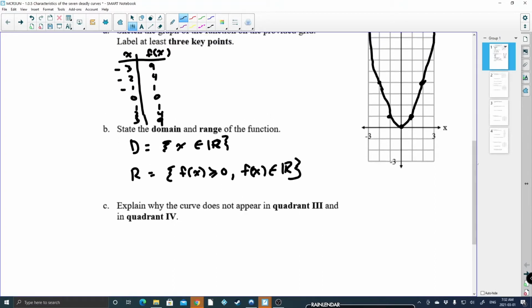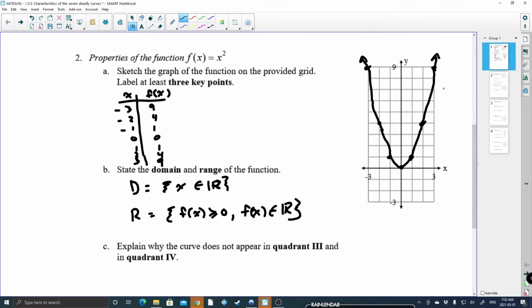So there's a question here that says, explain why the curve does not appear in quadrant 3 and in quadrant 4. I don't know if you know your quadrant names. We usually call the positive x and y quadrant, quadrant 1, the negative x and positive y quadrant 2, going in counterclockwise direction, and we use Roman numerals normally to designate those. If you don't like Roman numerals, you can just call it quadrant 1, 2, 3, and 4. So this is the starting quadrant, and we go counterclockwise around. So quadrant 3 and 4 are down here.